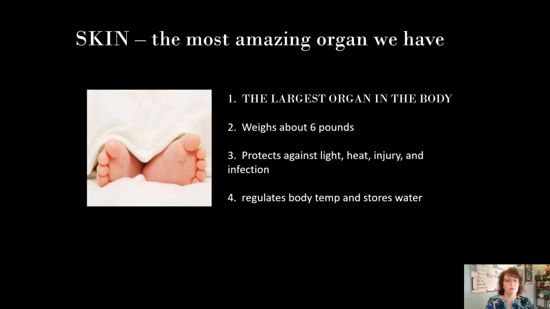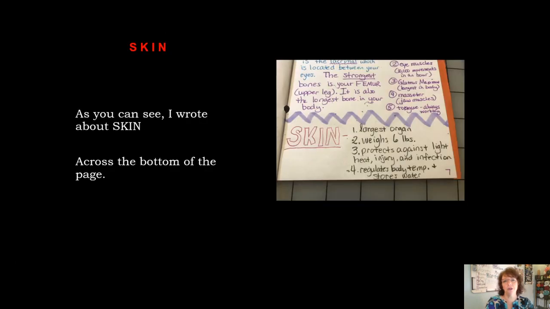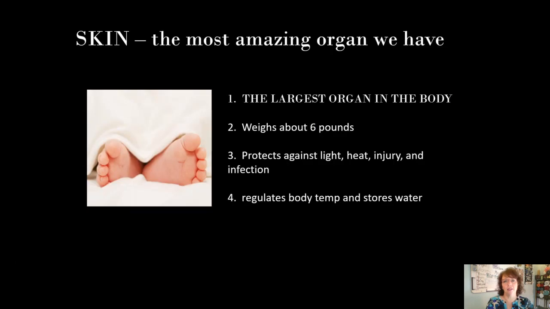All right. This is how skin looks in your book. It's just this bottom part. There are 4 bullets here. Number 1 says it's the largest organ in your body. Number 2 says it weighs about 6 pounds. Number 3, it protects against light, heat, injury, and infection. And number 4, it helps regulate your body heat and water.